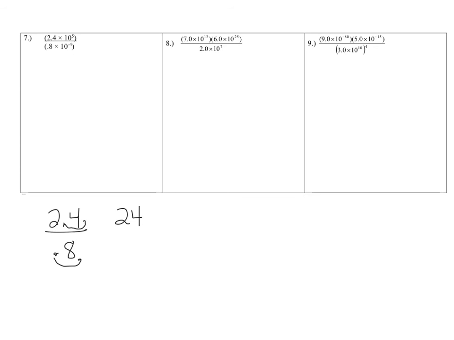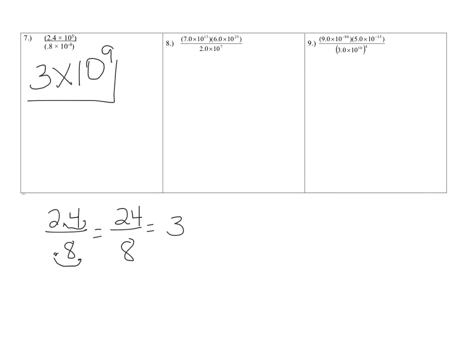So that's really the same as 24 divided by 8, and 24 divided by 8 is just 3. Okay, so 2.4 divided by 0.8 is 3. And then you're subtracting your exponents because it's division. And so it would be 5 minus negative 4. Not 5 minus 4, 5 minus negative 4, which is 5 plus 4, would be 9. And that is already in scientific notation.